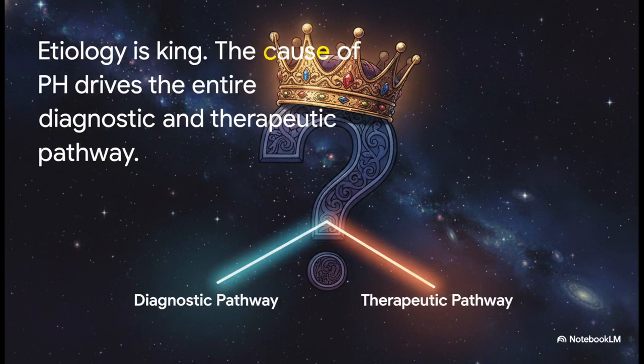So if you take away one single thing from our time together today, let it be this: etiology is king. The cause is everything. Figuring out why a patient has pulmonary hypertension is the absolute key that unlocks the correct diagnosis, the right workup, and the only effective treatment plan.